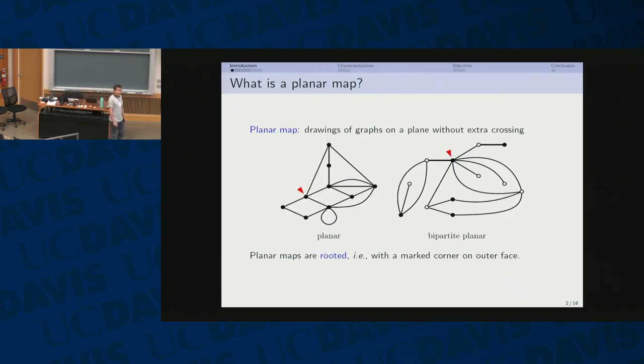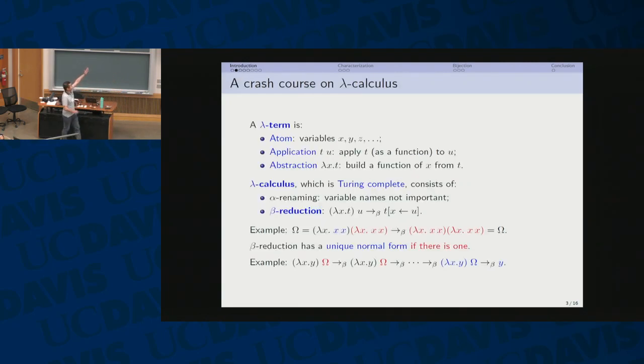So what is a planar map? Well, you have already seen a planar map in the previous talk, so I don't need to explain it anymore. It's a drawing of graphs on the plane, and then it's rooted, meaning that some corners are marked, etc., etc. Same old, same old. So I'll just skip this. Let's go to a more interesting part, which is the lambda calculus.